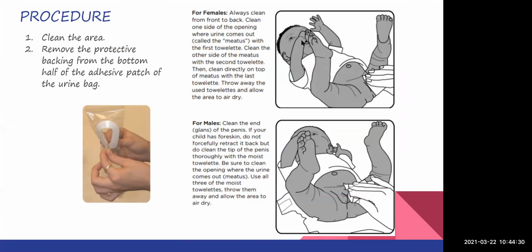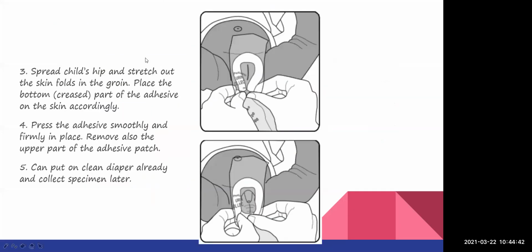And then for the urine collection bag, we first remove the protective backing from the bottom half of the adhesive patch of the urine bag. So first only remove the bottom half. And then we spread the child's hip and stretch out the skin folds in the groin. And then we place the bottom part of the adhesive bag on the skin carefully and accordingly. Press the adhesive smoothly and firmly in place. And after that, we remove the upper part of the adhesive patch. Now we can put on a clean diaper and we can collect the specimen later.